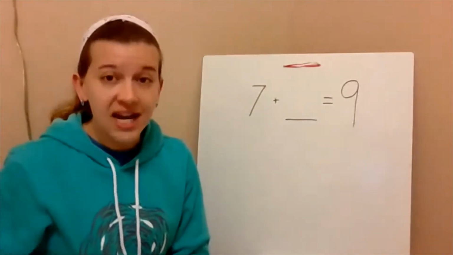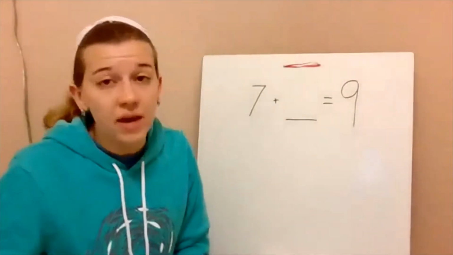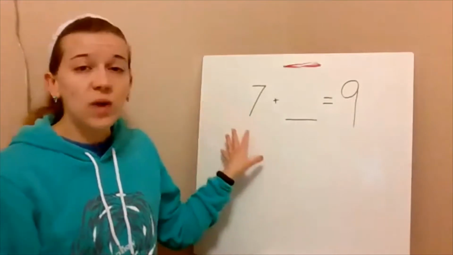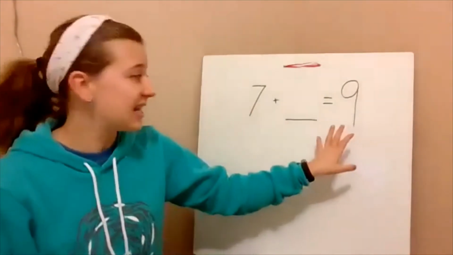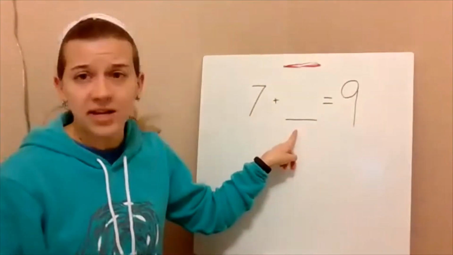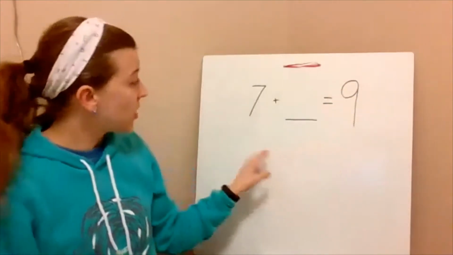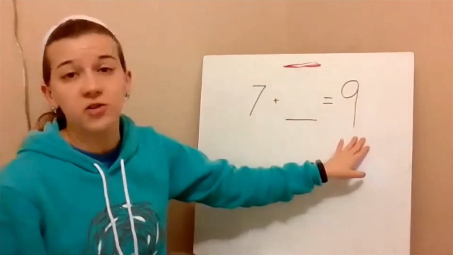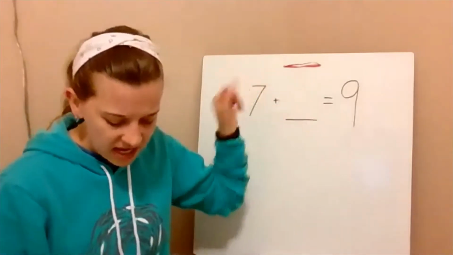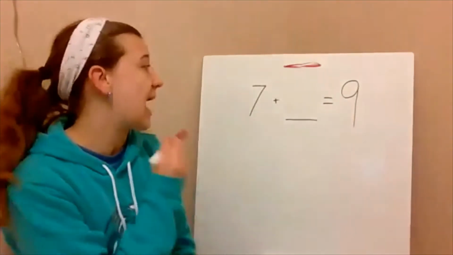So Kevin has 9 baseball cards. 7 of them are in a drawer, and some of them are in his pocket. How many baseball cards are in Kevin's pocket? So right now we can write our addition sentence like this. We know there's 7 in the drawer. We don't know how many are in the pocket, and then we know how many Kevin has in all. So we know there's 7 in the drawer, and we know that there's 9 in all. So now we have to figure out, how many does Kevin have in his pocket? Now we have to find the missing addend.